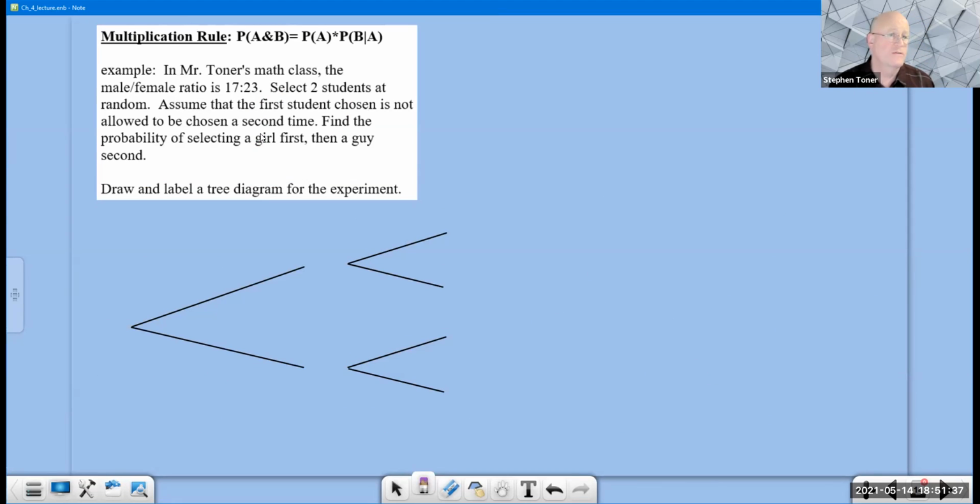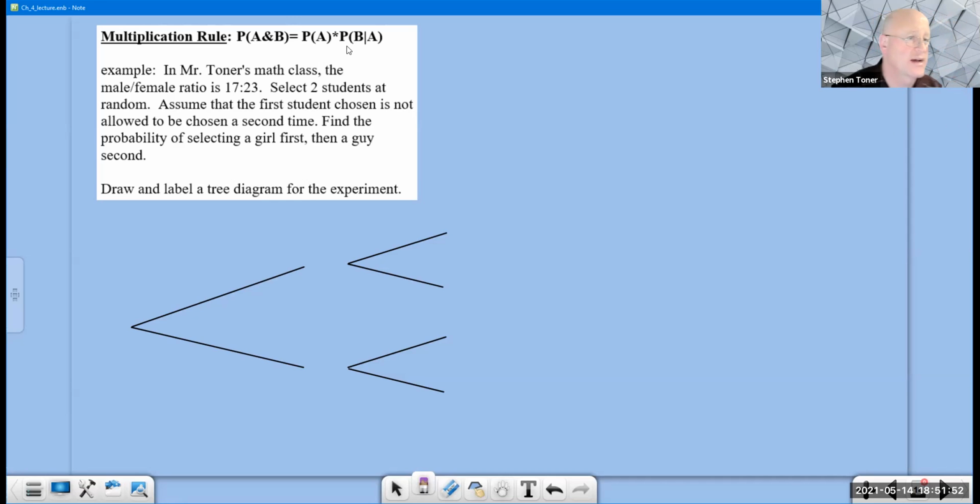Okay, now we're going to move on to some tree diagrams, and I still have a formula here called the multiplication rule. And again, it's not a formula that I prefer to use, but I'm giving it to you for the sake of giving it to you.